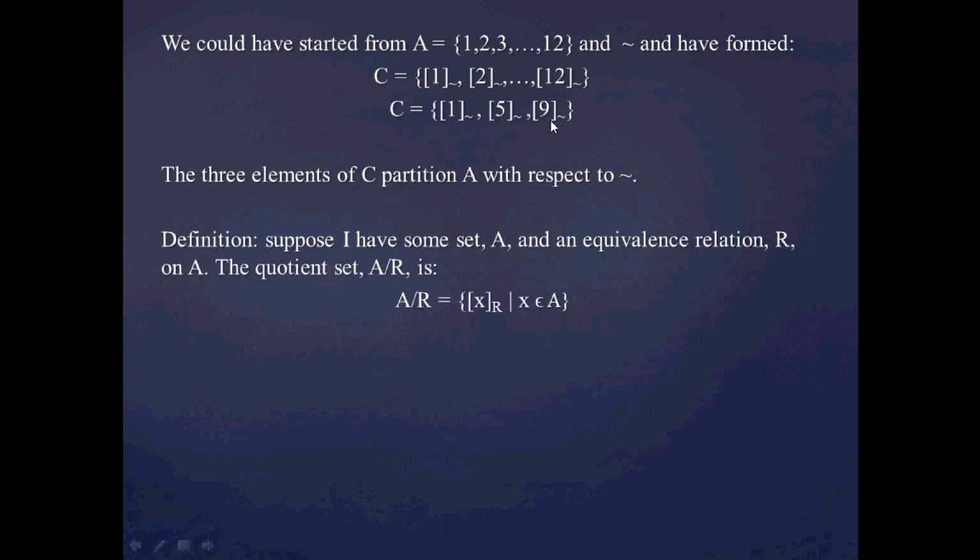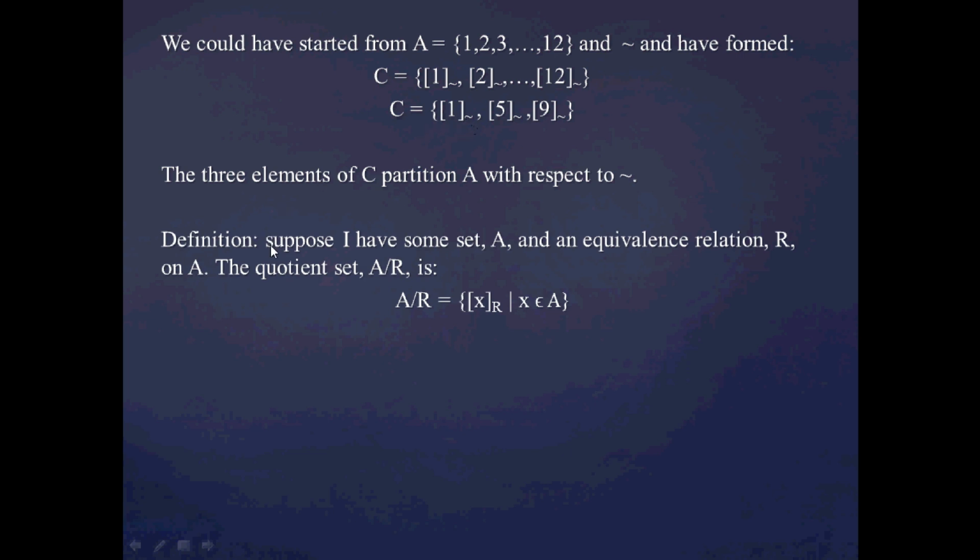So what is this idea that I just expressed? It was namely that the 3 elements of C, the equivalence classes of 1, 5, and 9, partition A with respect to this equivalence relation tilde. So if you were to write out these sets, these would be precisely those partitions. Like the first 4 elements would be listed here, the second 4 would be listed here, and the third collection of 4 elements would be listed here. So here, hopefully you can start to see that notion of partition being induced by equivalence classes.